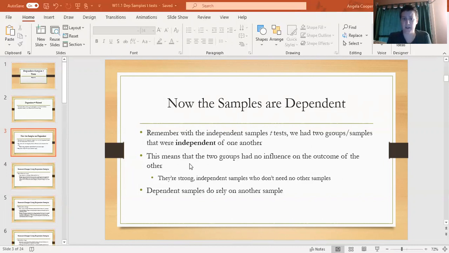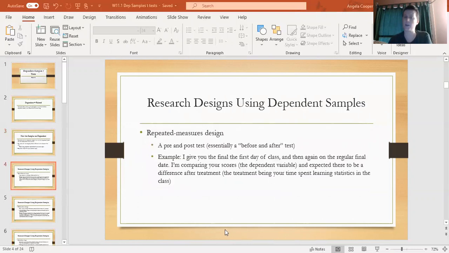They're not influenced by the other's responses, scores, anything like that. But dependent samples tests are different. They do rely on another sample. There are several different situations where you would use a dependent samples t-test, which I'm going to go over right now. First, the different research designs that could use a dependent samples t-test.